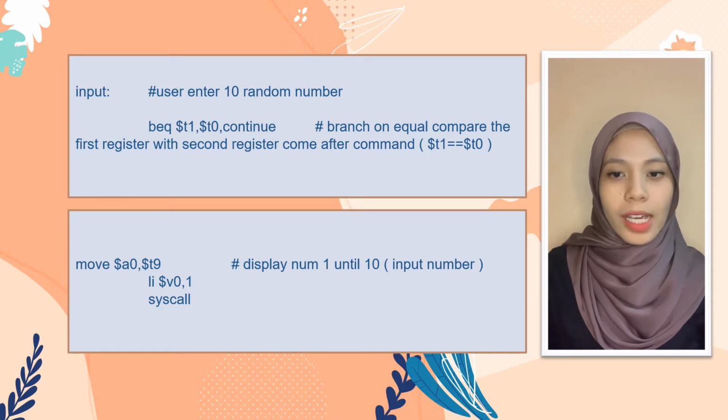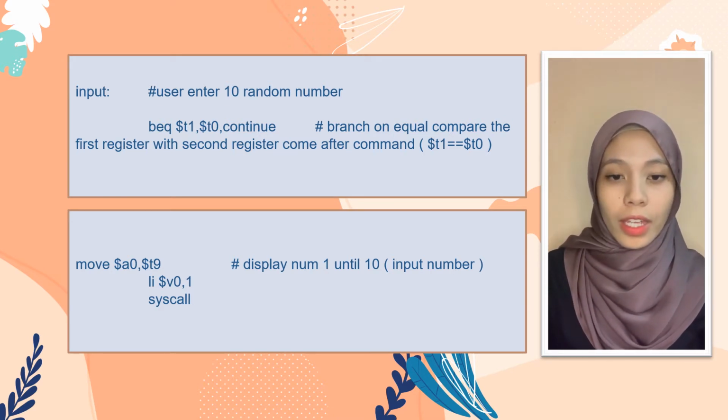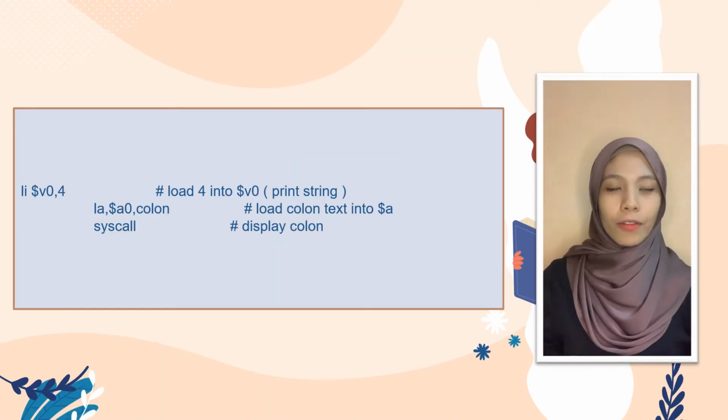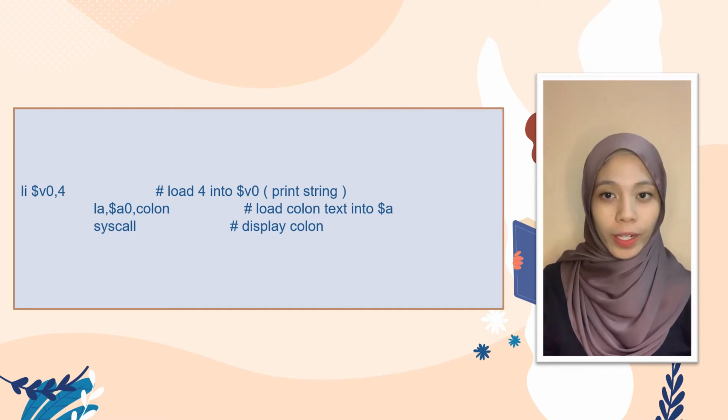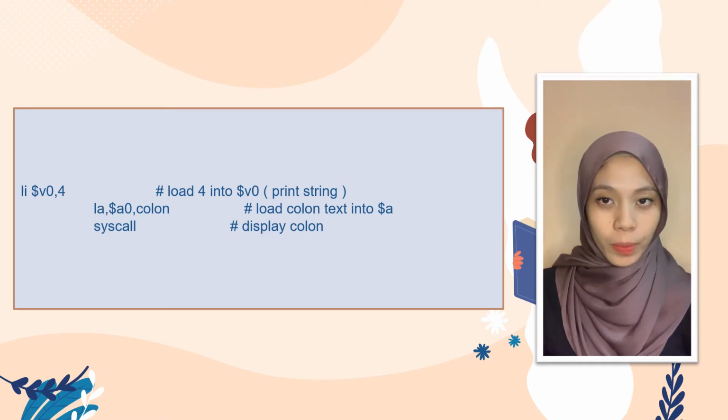The next part is to count how many inputs have been entered. As you know, $A0 is the function argument register that holds integer type variables. So this command prints the value held by $T9. For this part, we print a colon to differentiate between the column counter and the input that will be entered.